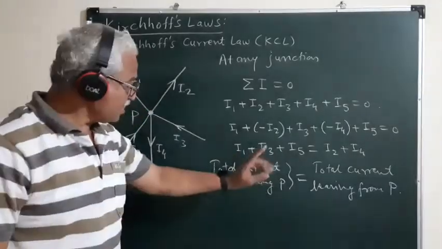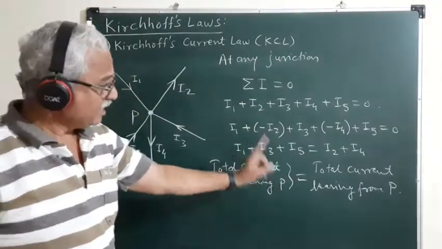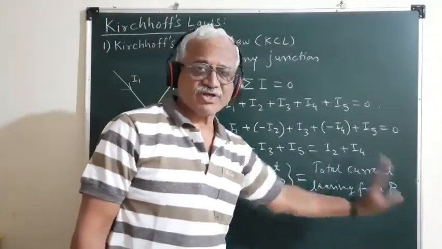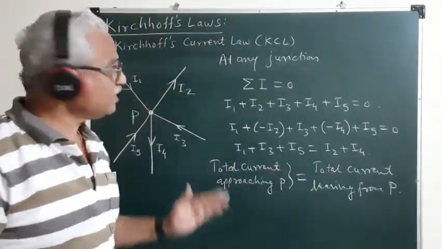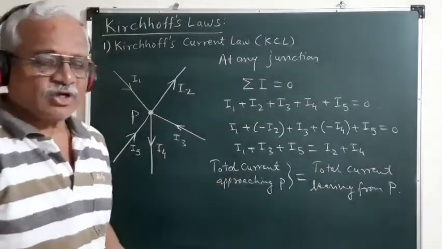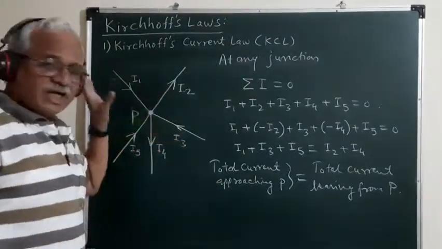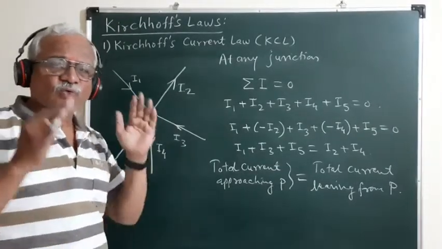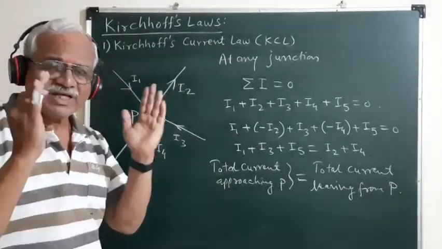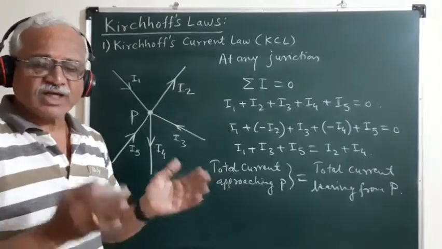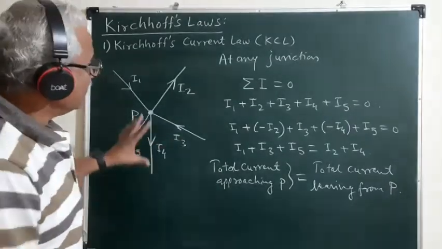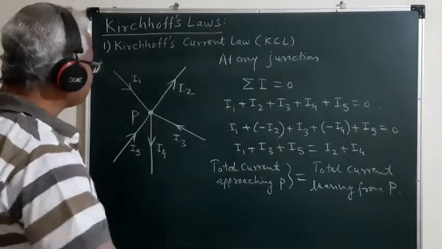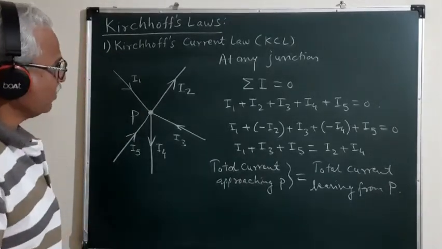So the total current approaching the junction P is equal to the total current leaving away from the junction P, and that is nothing but the Kirchhoff's current law. So, for a given network, we can apply this Kirchhoff's current law to each and every junction. So, this is the Kirchhoff's current law. Next we'll discuss the Kirchhoff's voltage law.